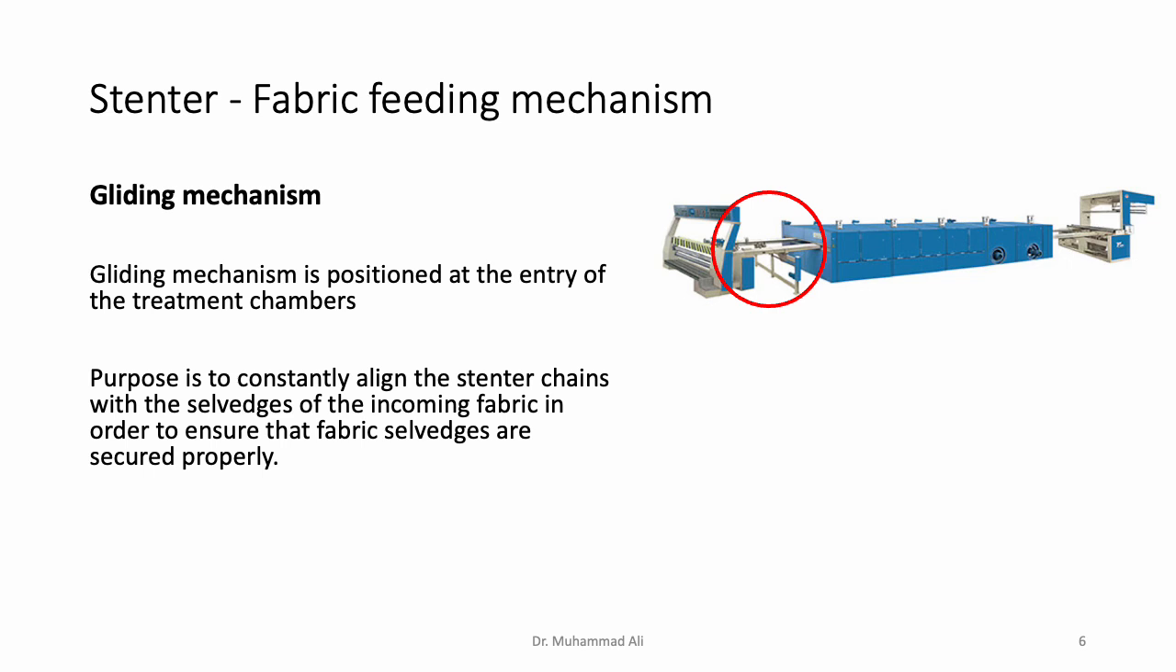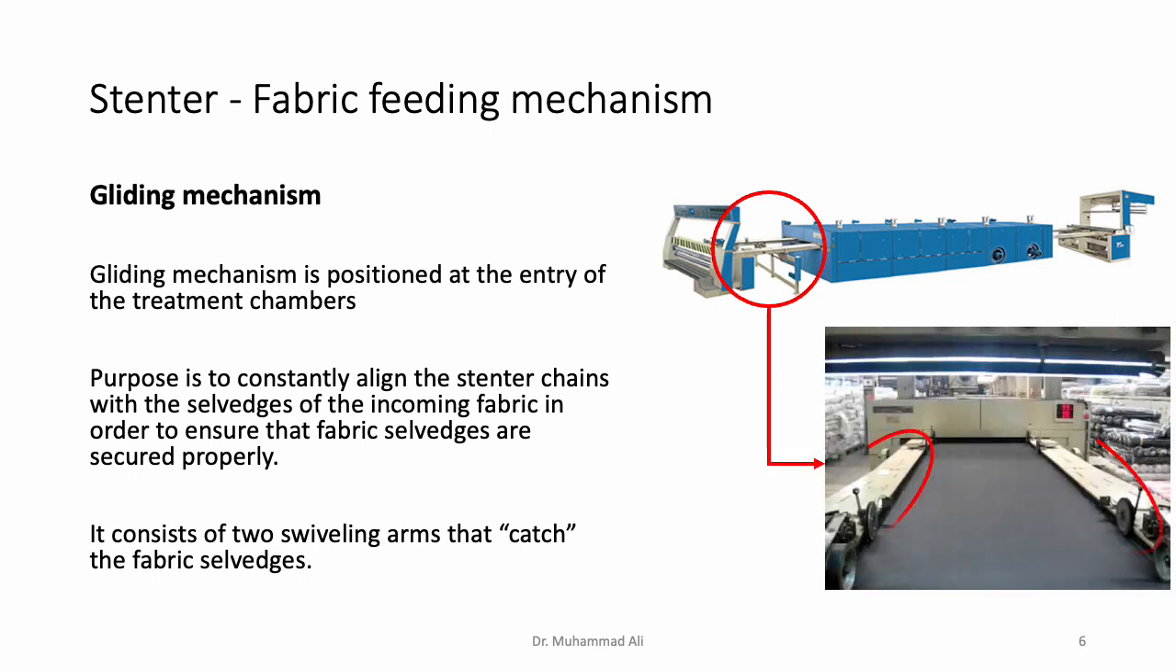And that is crucial because the fabric selvedges have to be secured properly. So essentially, the gliding mechanism consists of two swiveling arms that catch the fabric selvedges. We have these two long arm-type devices sticking out of the treatment chambers, and they are automatically moved left or right as the fabric selvedges are detected. So at all times, the automated system makes sure that these arms are always aligned with the fabric selvedges.